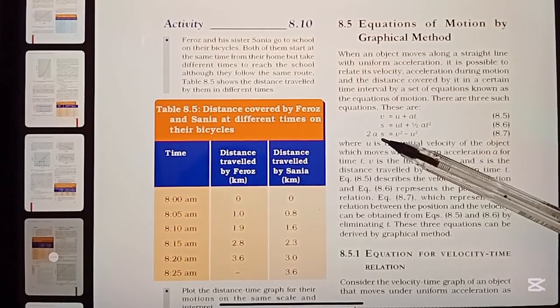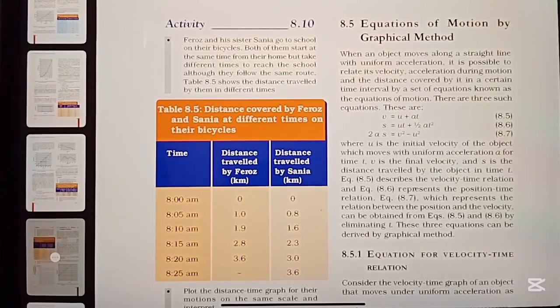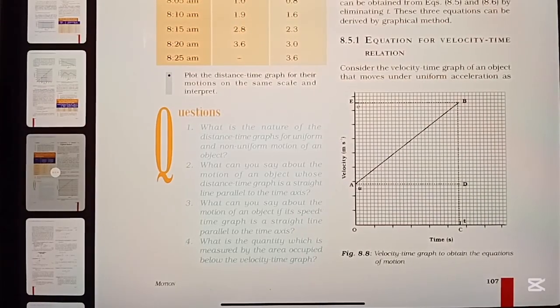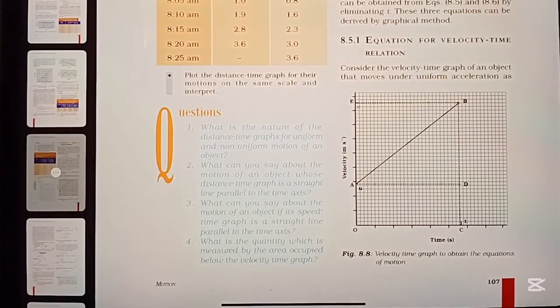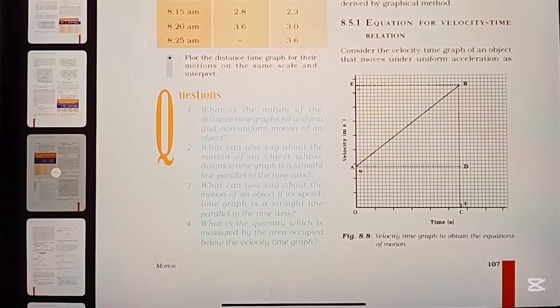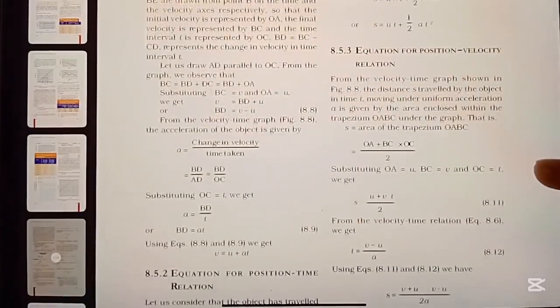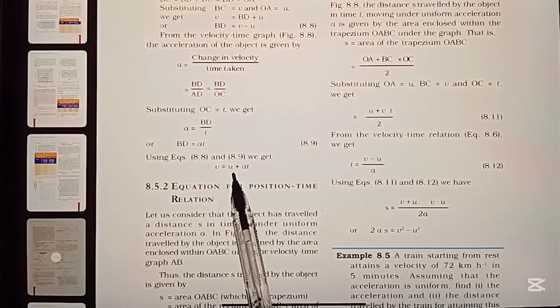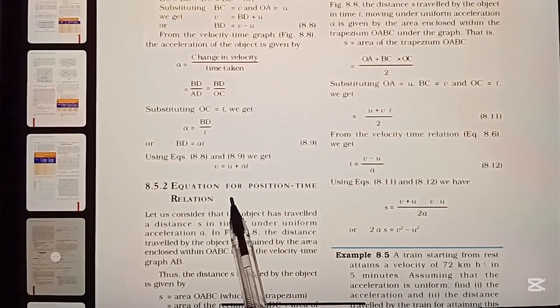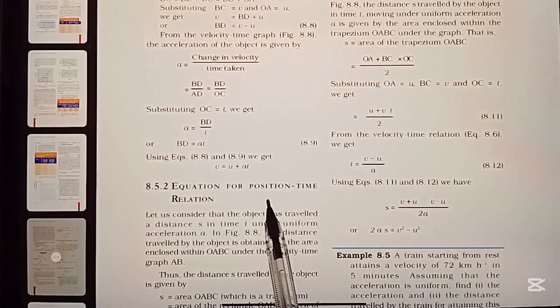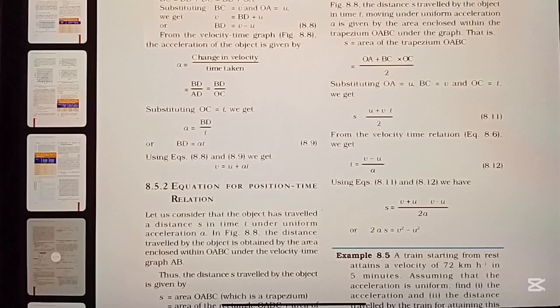Here, u is the initial velocity, v is the final velocity, a is the acceleration, t is the time, and s is the distance. So these are the three very important equations from this chapter. Now there are derivations for these equations. The first equation is used when velocity and time are given. Whenever you have velocity and time, you use the equation v = u + at.